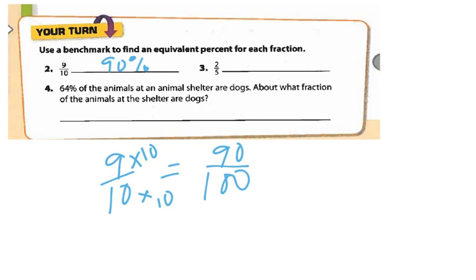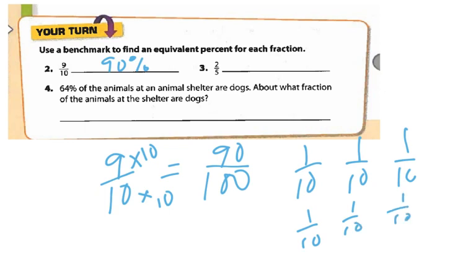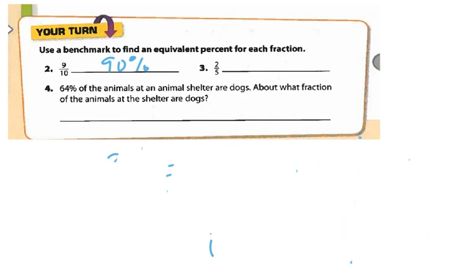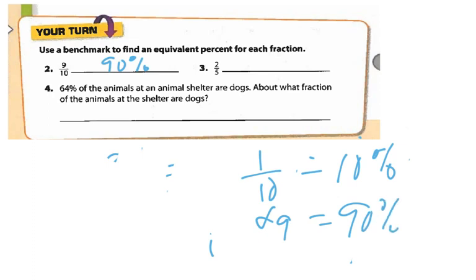You could also say 9/10, that's 9 of these 1/10, right? And so it's 1/10 9 times, which would be the same as 90 over 100, okay? Because 1/10 is 10%. So if you have 9 of those, if you multiply that by 9, you're going to get 90%.